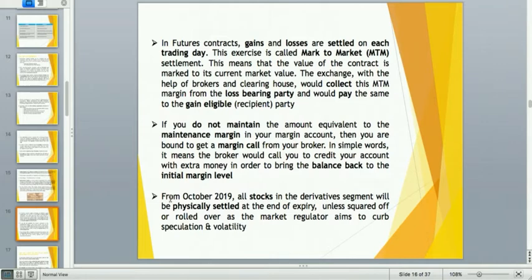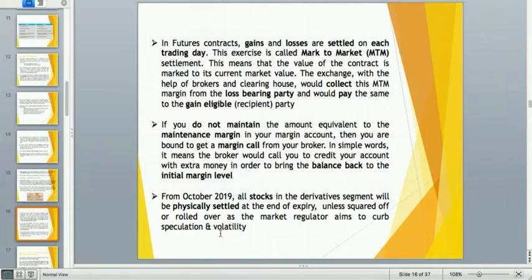Then what are we saying here? We are saying that from October 2019, all stocks in the derivative segments will be physically settled at the end of the expiry unless squared off or rolled over, as the market regulator aims to curb speculation and volatility. So what they're saying is that if before expiry you don't square off your position or basically exit your position, then you would not go in for cash settlement. Then you will have to take physical delivery or give physical delivery of the underlying stock in the contract.